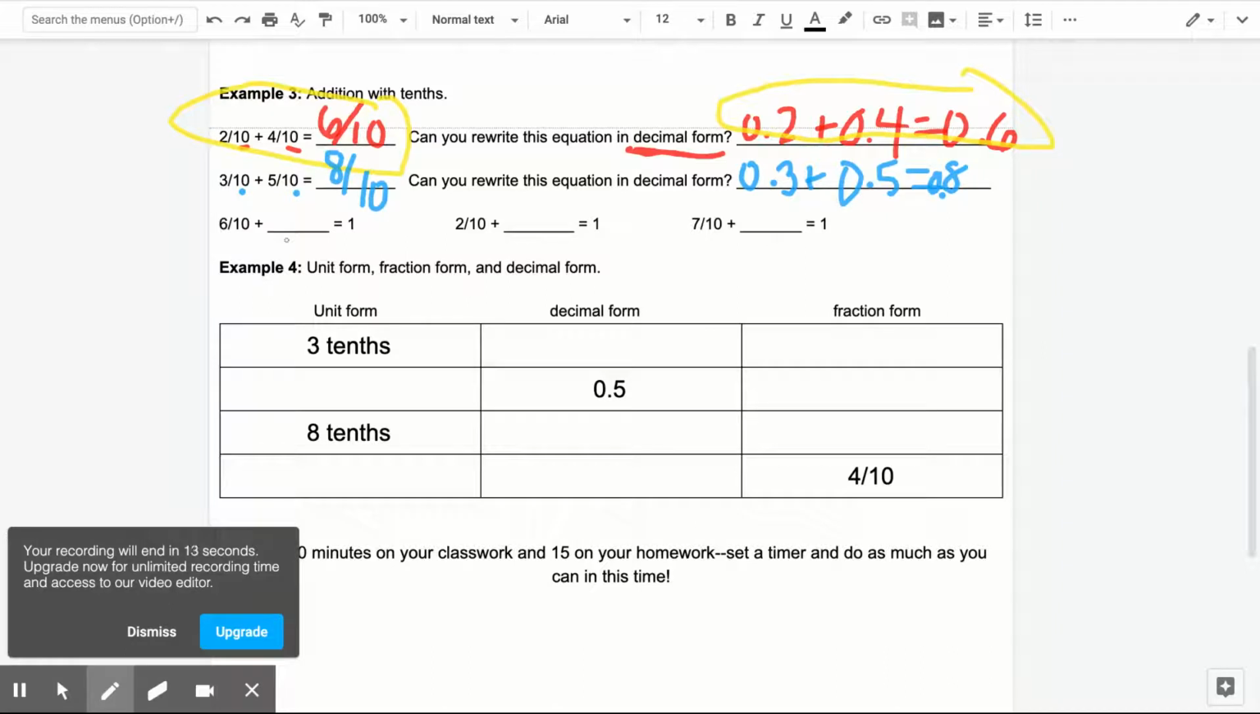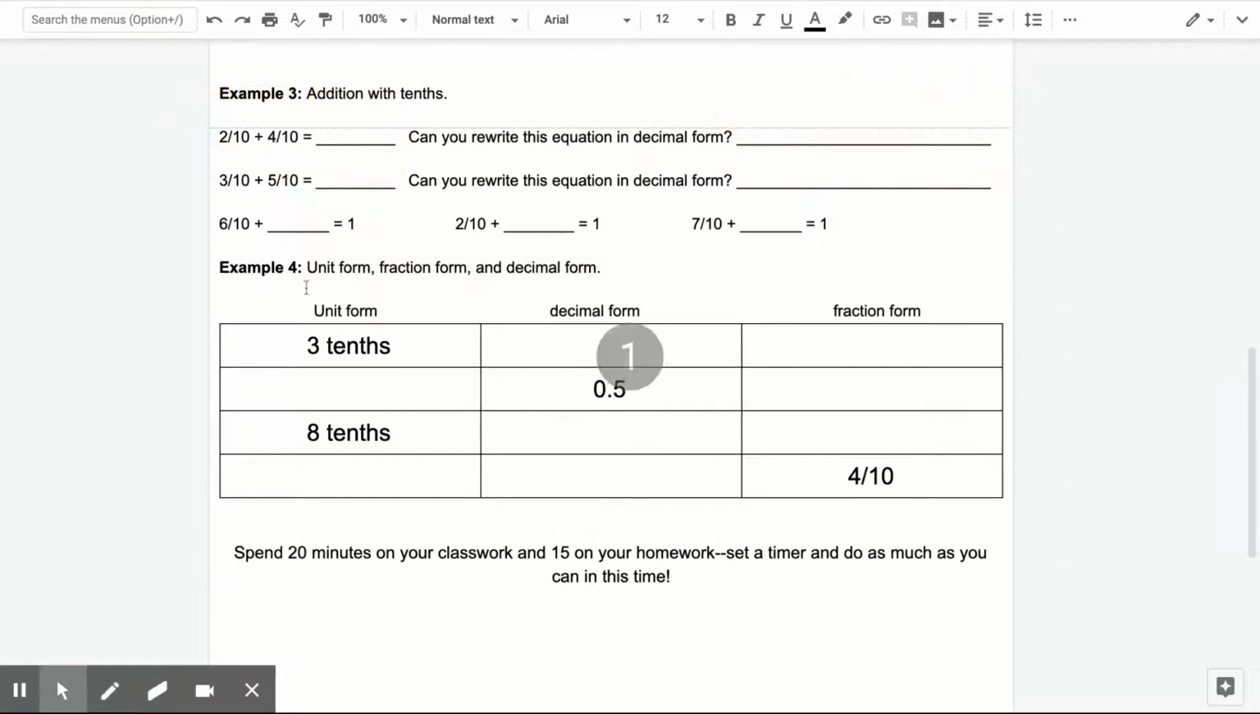All right, so now we're going to move on to our next addition problems where we're adding two fractions to equal one whole. So we're looking for the missing fraction. When I'm looking at this, I'm thinking, okay, 6 plus what gets me to my 10/10 or one whole? Well, I know that's 6 plus 4. So I know that 4/10 would be my missing fraction here.